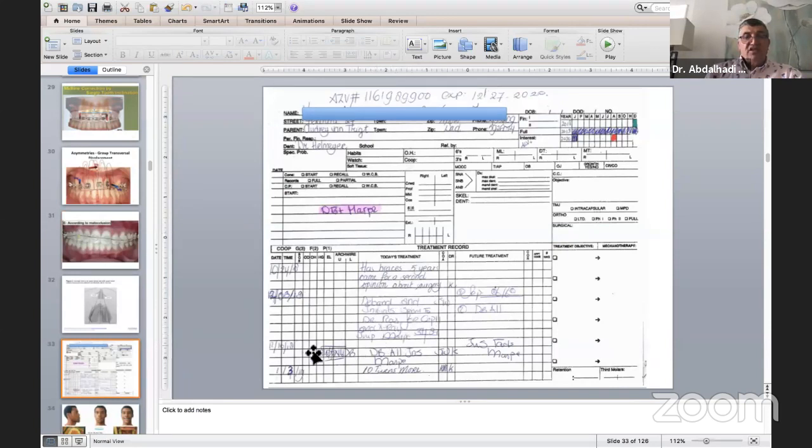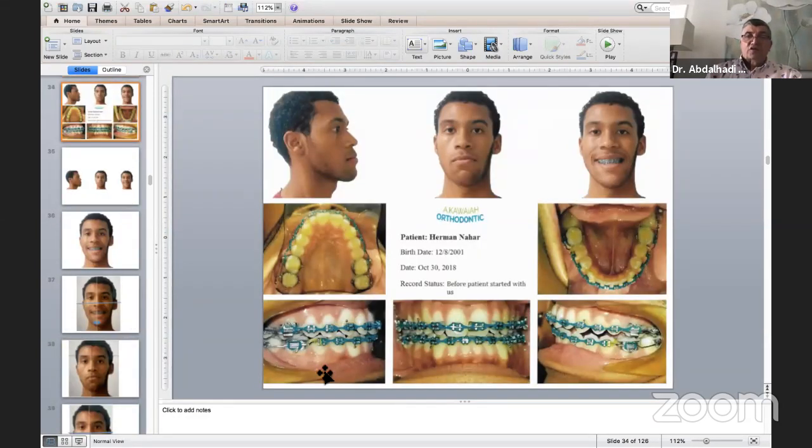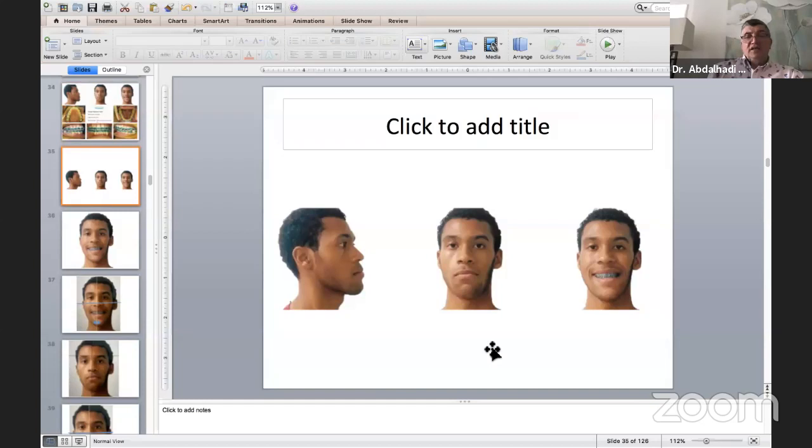So we made initial records and we started in December 2019. This is a photo from the referring orthodontist. He referred him for surgery, and you can see here that the chin is deviated to the left. You see here that the midline is deviated to the left, to the right. No, sorry, to the left. Yes. And here is his face.